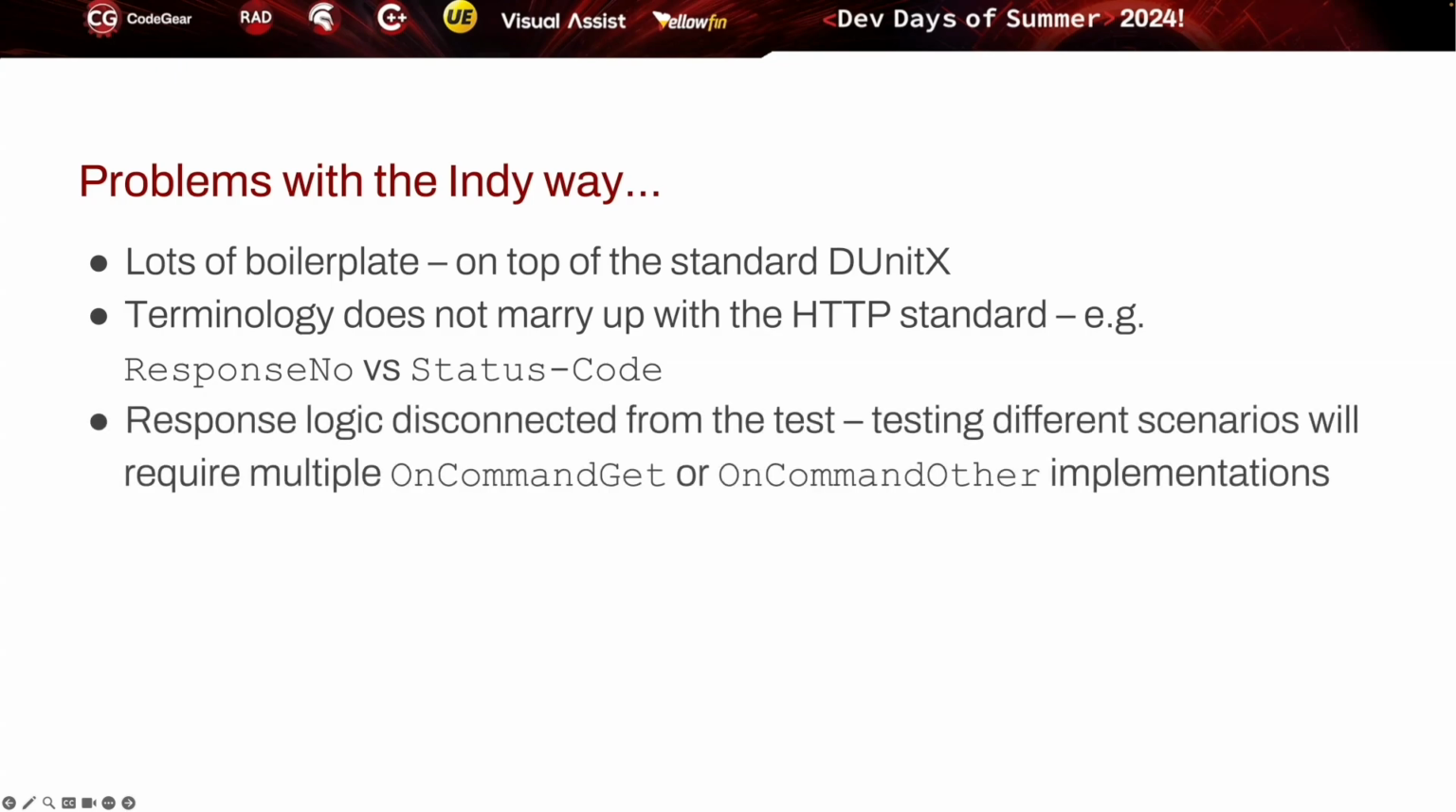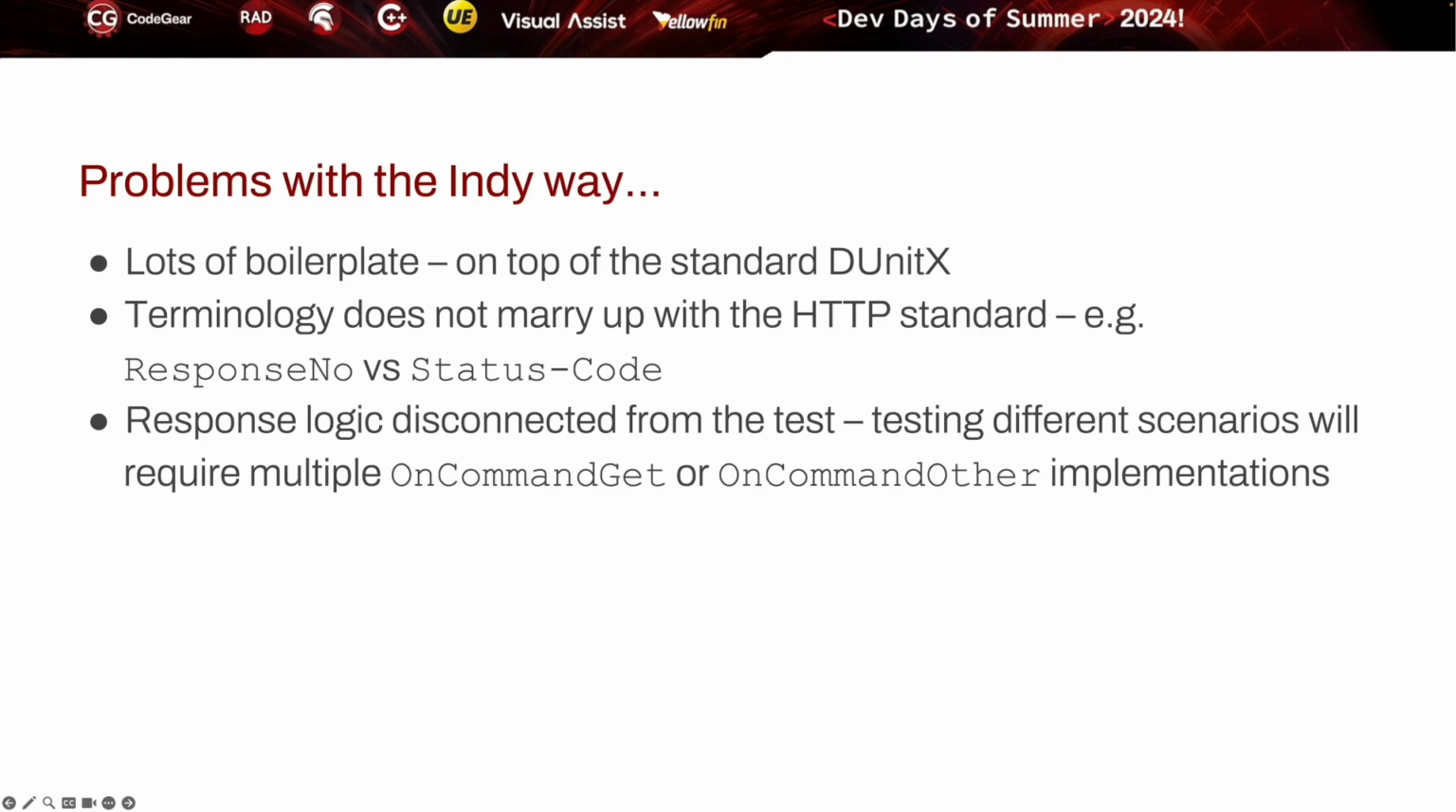There's another thing here, which is that response logic is disconnected from the test. Testing different scenarios will require multiple OnCommandGet or OnCommandOther implementations. I should point out that OnCommandGet is for HTTP GET requests, and any other verbs are handled by OnCommandOther. So there's a slight disconnect here as well, that you've got to implement multiple events for dealing with these things.